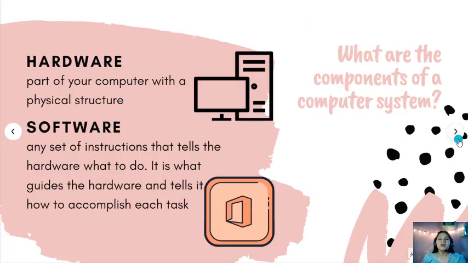Now there are components. Generally, there are two components of a computer system: the physical feature, that is hardware, and what is inside there, any set of instructions, we call software. So you could have the mouse as hardware, the monitor as hardware, and a lot more.